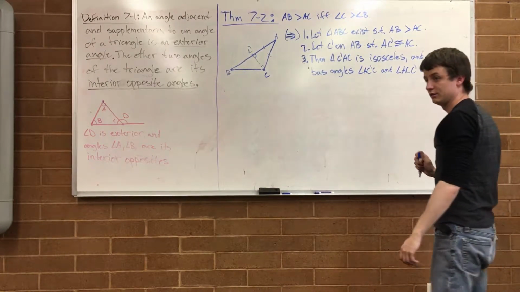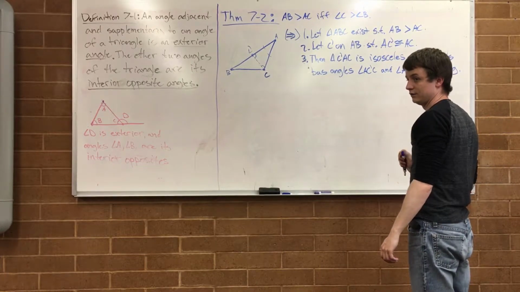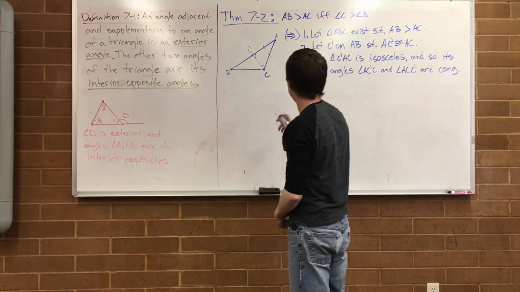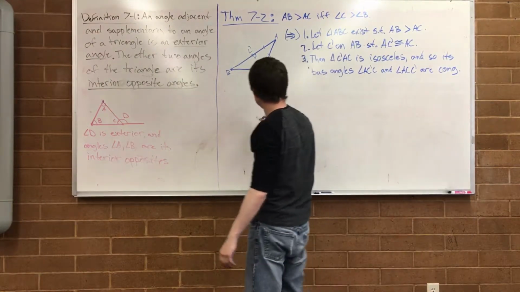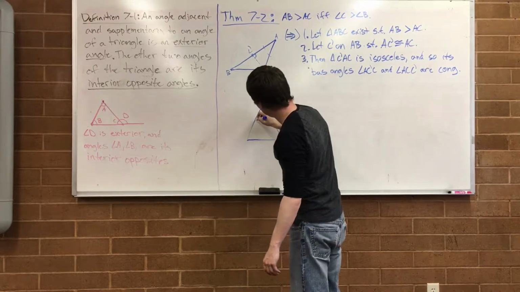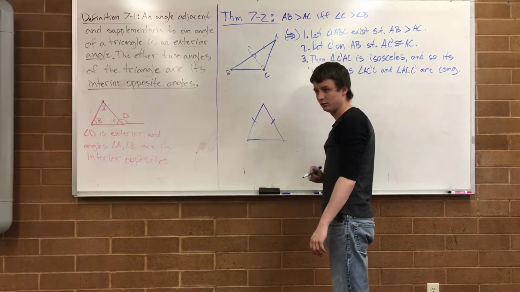Don't see it? Yes. We can back up for a second. We can re-show this real quick. It's not hard to show. So here's an isosceles triangle. What does it mean by isosceles? It means those two sides are equal.